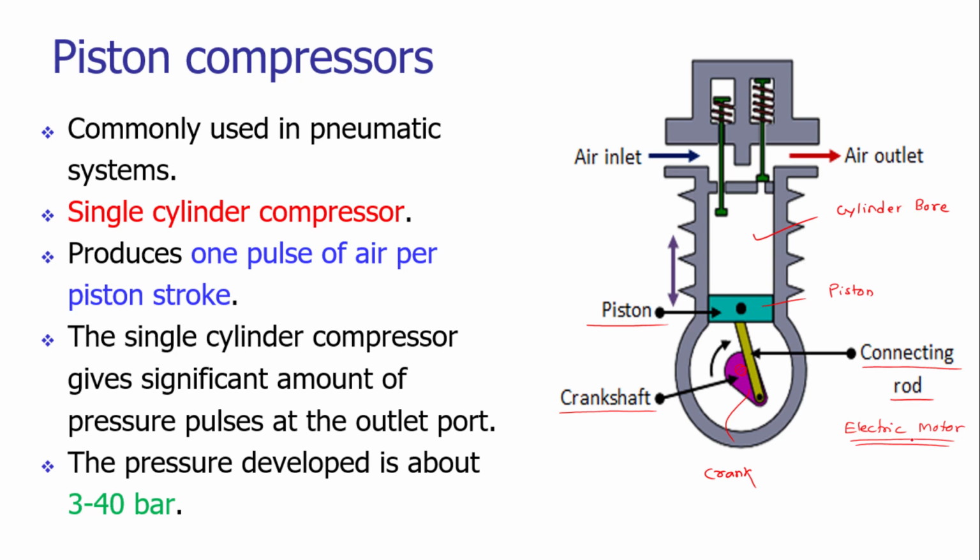The rotational energy from the electric motor would be converted into the reciprocating motion of the piston. So the crankshaft is rotating, the crank will also rotate, but the crank is connected to the connecting rod. Due to the restrictions given to the movement of the connecting rod through the piston, it will translate, or reciprocate, inside the restriction given, that is the bore.